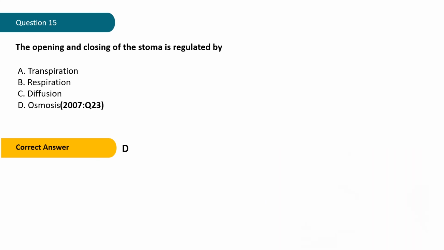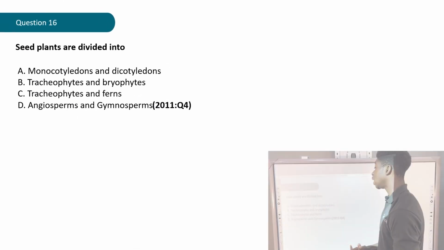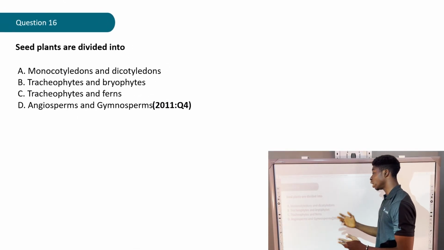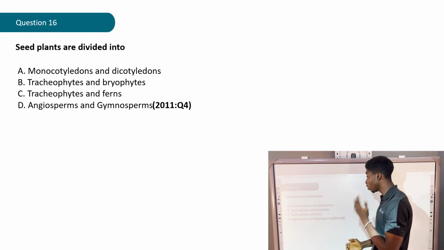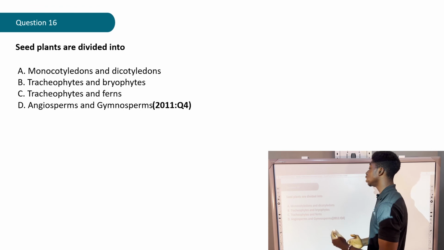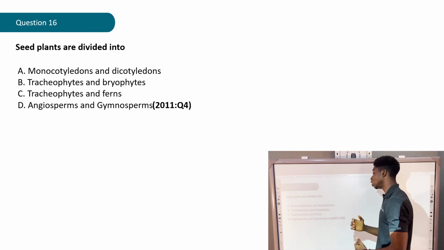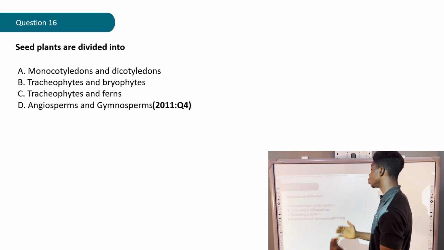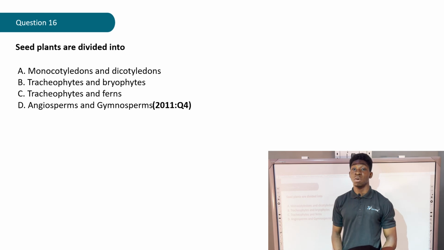Osmosis. Question 16. Seed plants are divided into A. Monocotyledons and dicotyledons, B. Tracheophytes and bryophytes, C. Tracheophytes and ferns, D. Angiosperms and Gymnosperms. That is got from the year 2011, question 4. Let's attempt that. Why not attempt that?